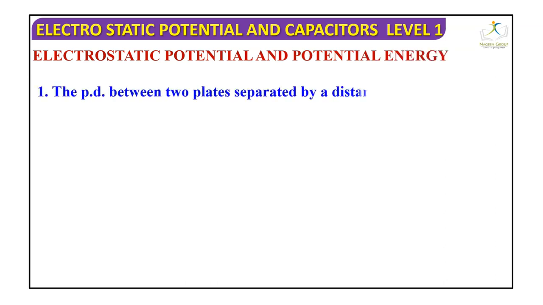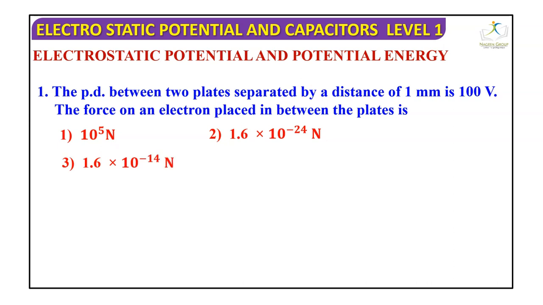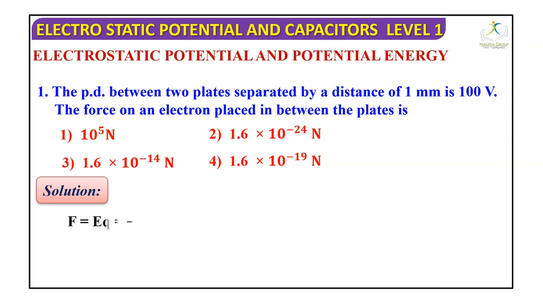The first question: the potential difference between two plates separated by a distance of 1 millimeter is 100 volt. The force on an electron placed in between the plates is 10 to the power 5 Newton, 1.6 × 10 to the power minus 24 Newton, 1.6 × 10 to the power minus 14 Newton, or 1.6 × 10 to the power minus 19 Newton. So let's see the solution for this question.